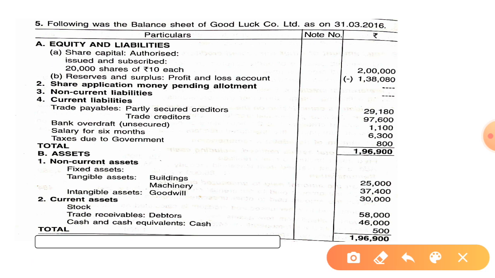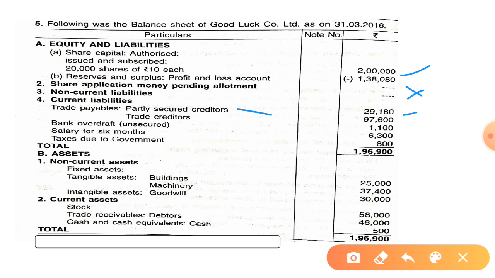So there is equity share of 2 lakh and profit and loss account. This we are not taking. Equity share capital we are paying only if there is sufficient balance. Then trade creditors, in that partly secured creditors is there. How much? 29,180. Then trade creditors they have given.